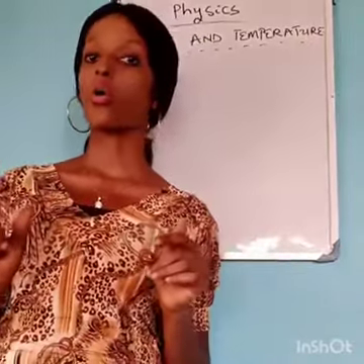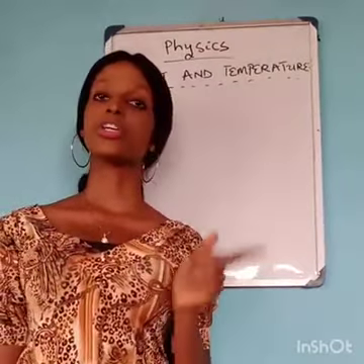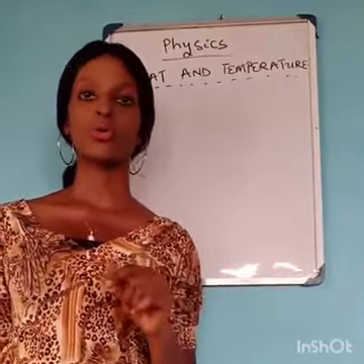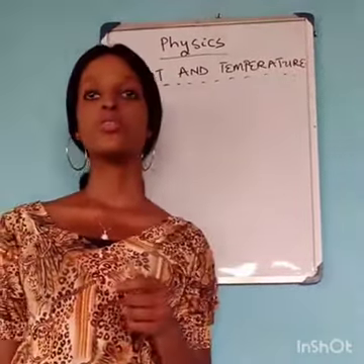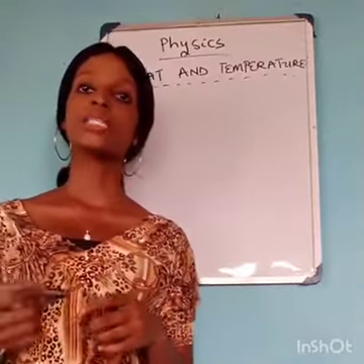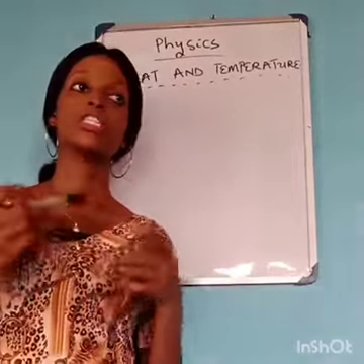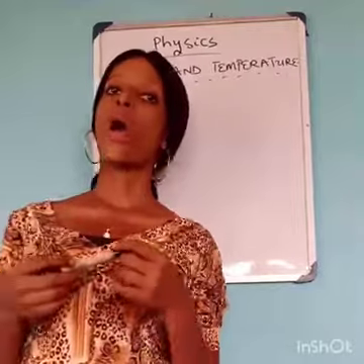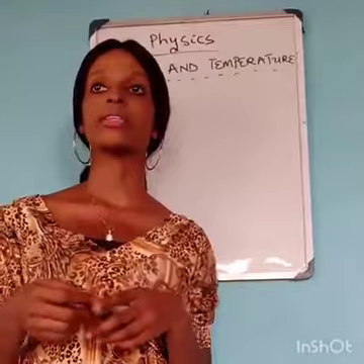Temperature, simply as we know, is the degree of hotness or coldness of a body. When an object is heated, the temperature rises, and when an object is cooled, the temperature falls. Heat is measured with an instrument known as a calorimeter, while temperature is measured with an instrument known as a thermometer. The unit for heat is joule, while the unit for temperature is degrees Celsius or Fahrenheit.